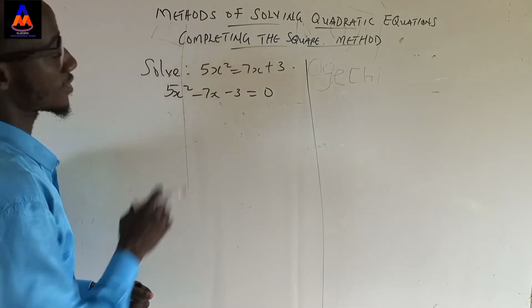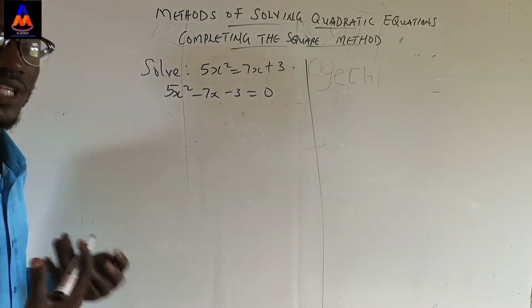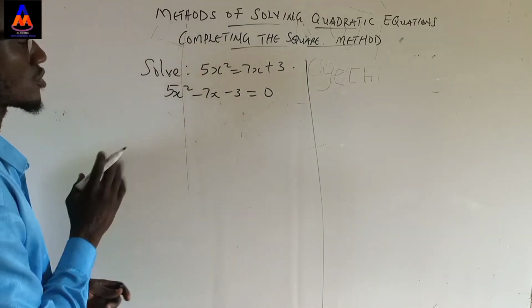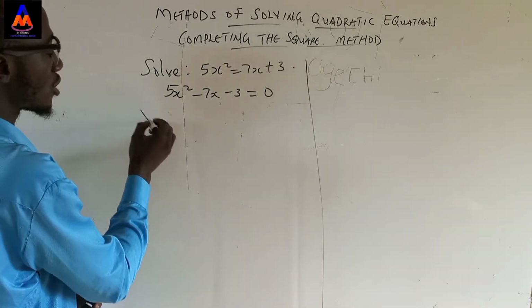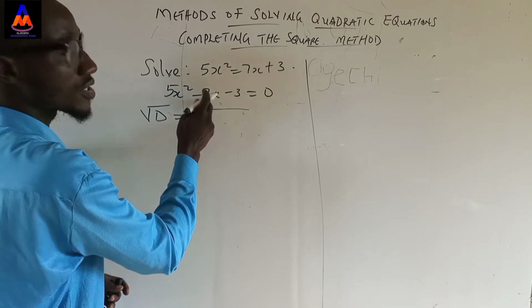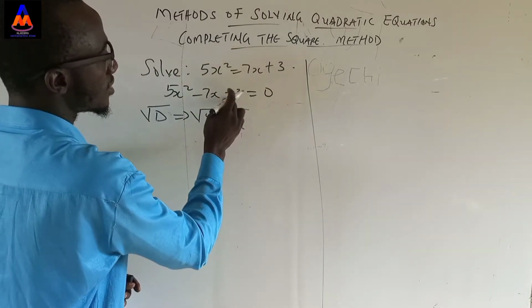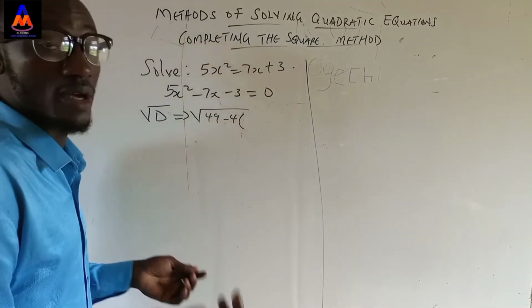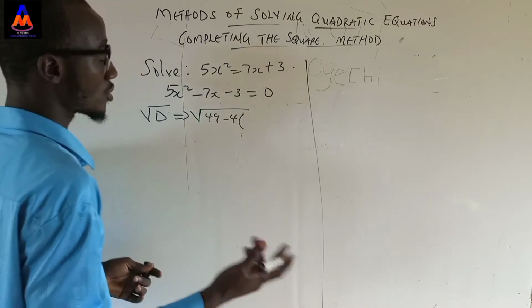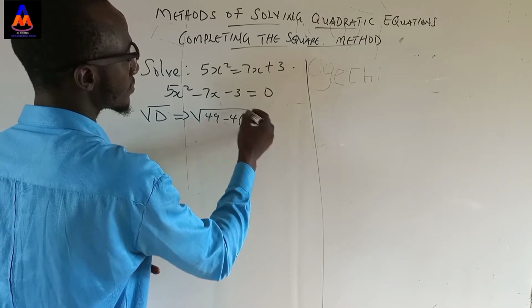So the next thing we do, having rearranged them, is to test if the factorization method can be used to solve this question. What you have to do is find the square root of the discriminant, that is the square root of 49, since 7 squared is 49, minus 4AC. In some cases you might be able to factorize this, but in most cases factorization doesn't work. Minus 3 times 5, that's minus 15.